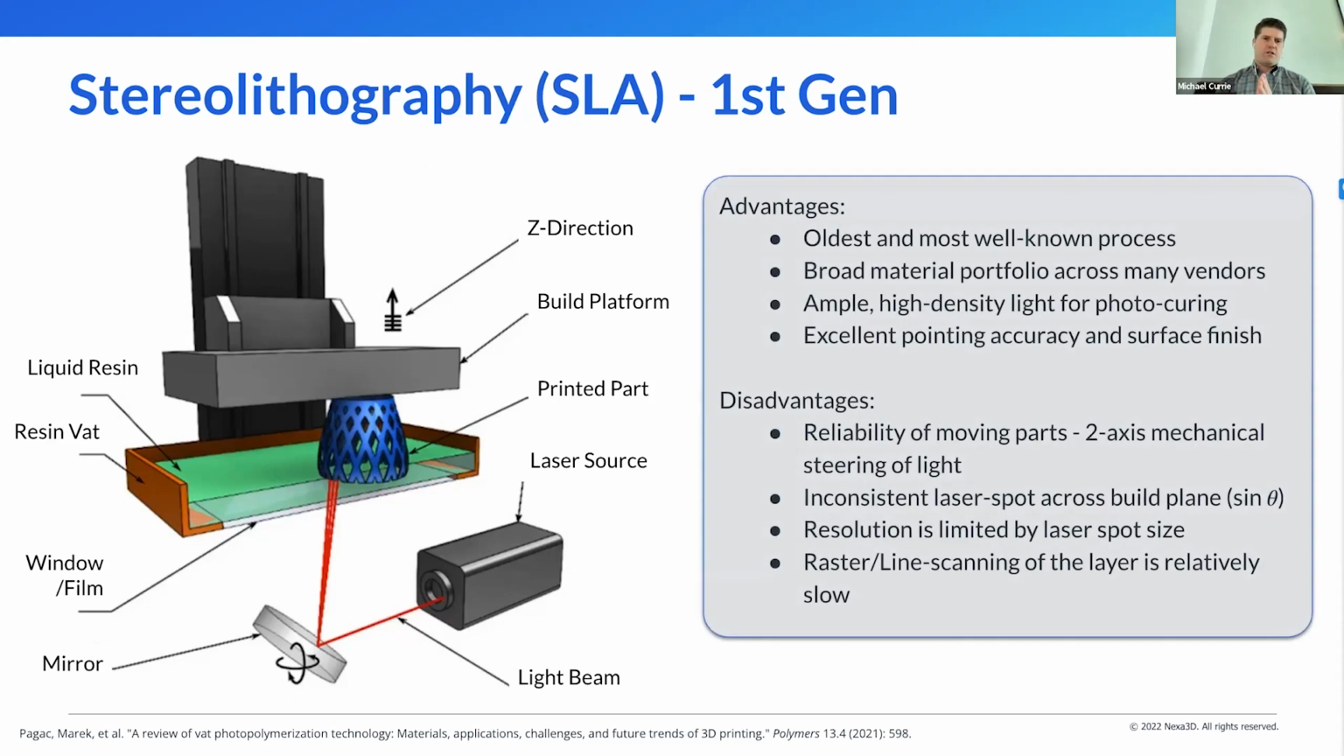So great. These are the advantages here. This is a well tried and true method. Everyone knows about it. There's ample light from a laser source for curing, and this gives high levels of surface finish and detail. So this is really the reason why people are using photopolymerization versus, say, FDM or SLS, because of that great surface finish that you inherently get.